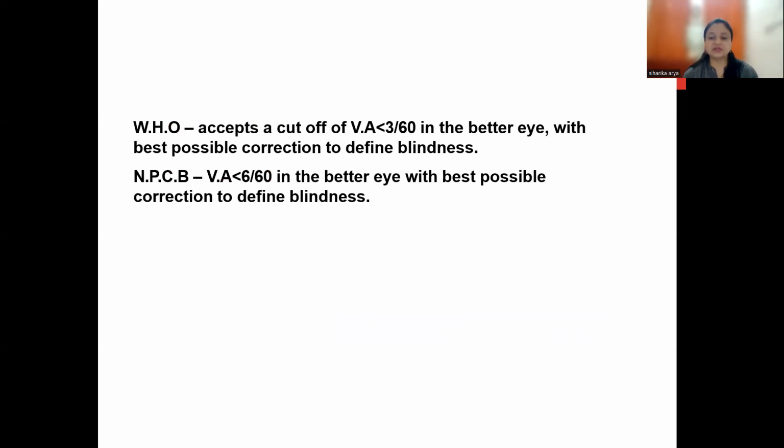According to the WHO, the definition of blindness accepts a cutoff of visual acuity of less than 3 by 60 in the better eye with the best possible correction. That is, if the vision is less than 3 by 60 in the better eye with the best possible correction, it is called blindness. According to the NPCB, if the visual acuity is less than 6 by 60 in the better eye with the best possible correction, it is defined as blindness. These are the two definitions given by the WHO and the NPCB.